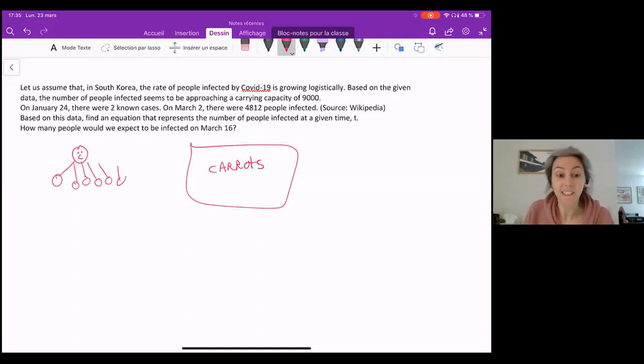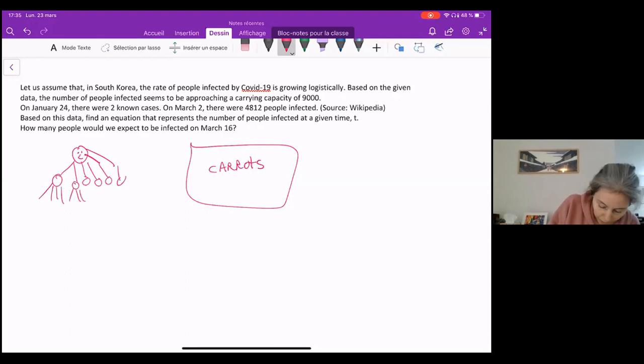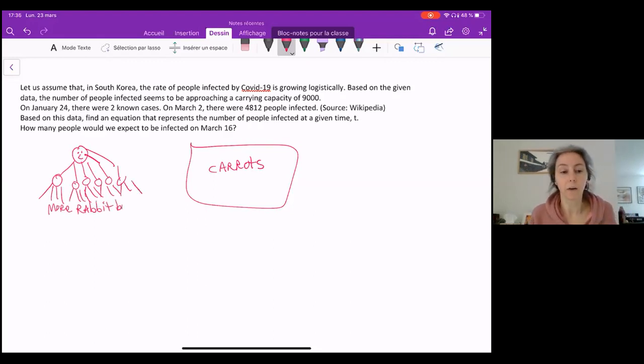But what that means is there are then more rabbits eating the carrots, right? So there will be less carrots for each rabbit. And then these rabbits have more babies, and they have lots more babies, which means now there are even more rabbits, which means there will be less carrots for each of those rabbits. But the carrots aren't growing, only the rabbits are growing.